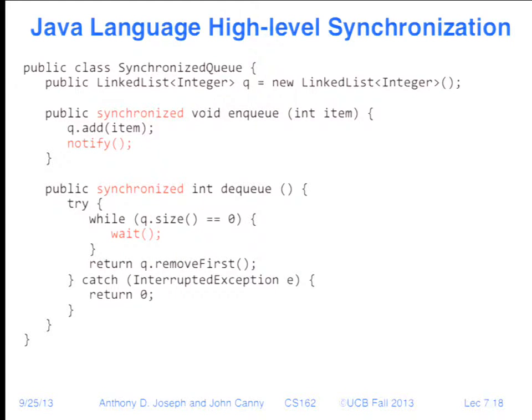We again wait to see if there's something ready to be read. If not, we wait. And we finally remove it. We have to catch an exception here, and this time we actually catch it and just return a kind of error code, a valid value in case the routine is interrupted. But any other exception is going to be automatically caught outside of here, and it will cause that lock to be released again.